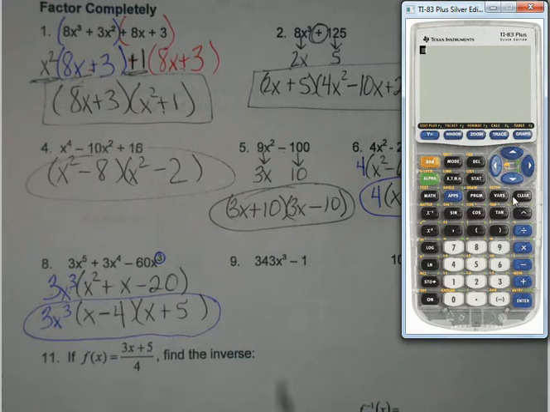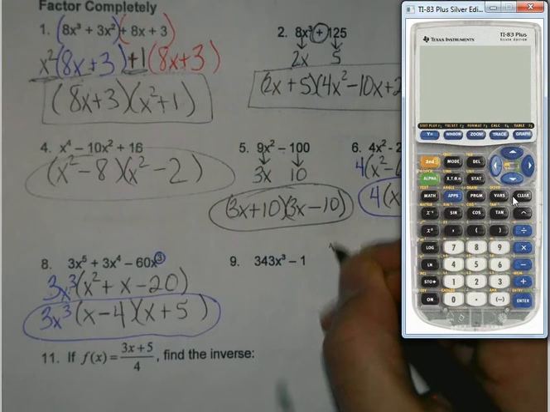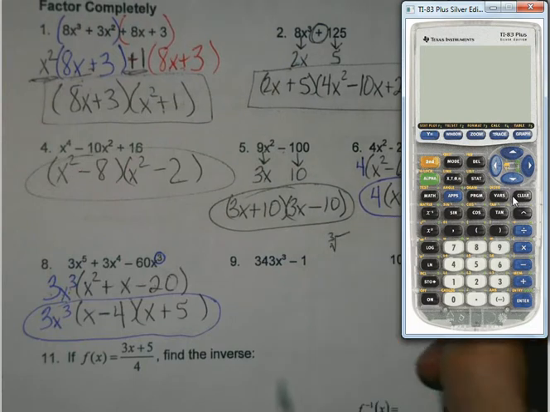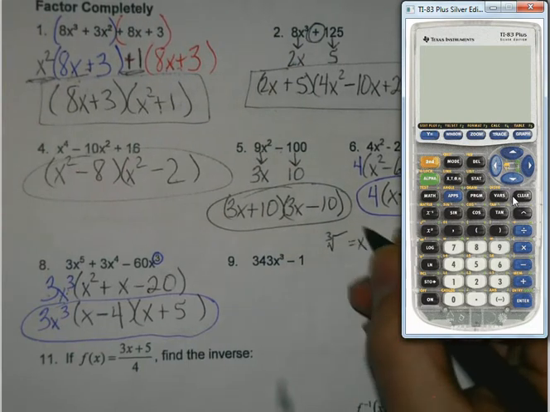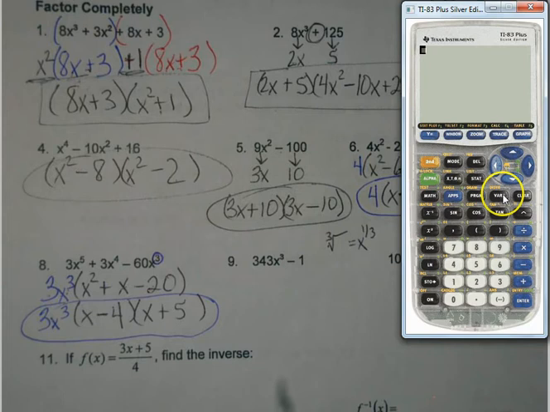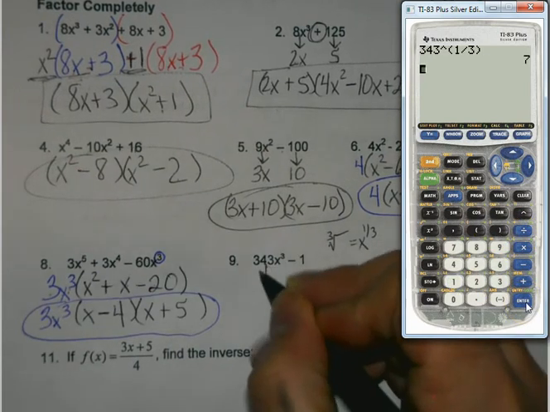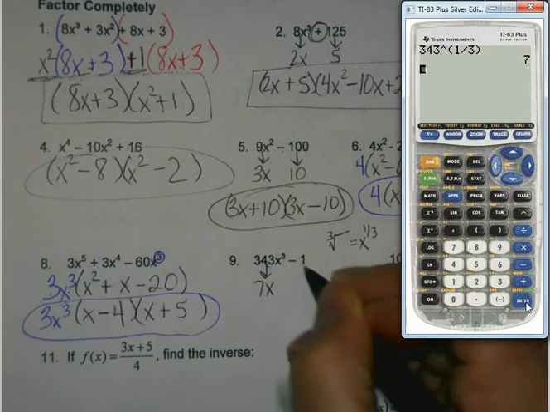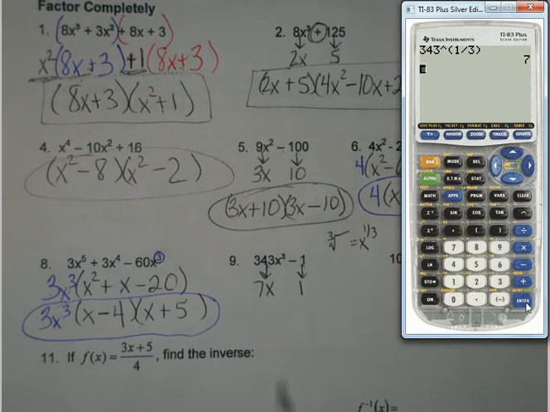If you ever have something and you're trying to figure out a cube root, that's the equivalent of taking it to the 1/3 power. So if you're not sure what that is, you always have this as an option to figure it out. So 7x and 1, because I need those two values to be able to do my cubic.